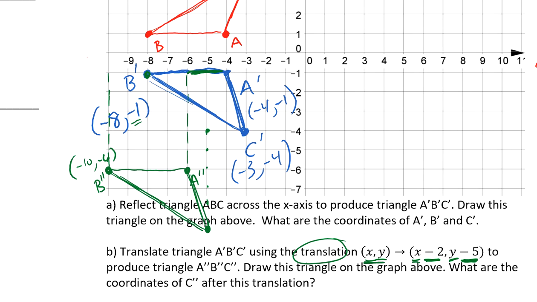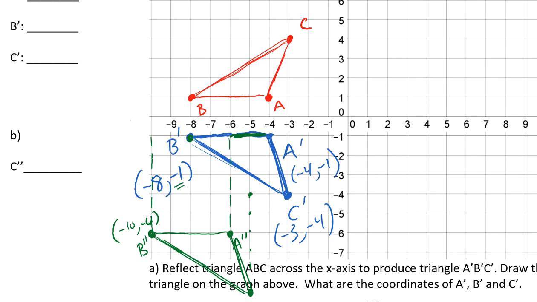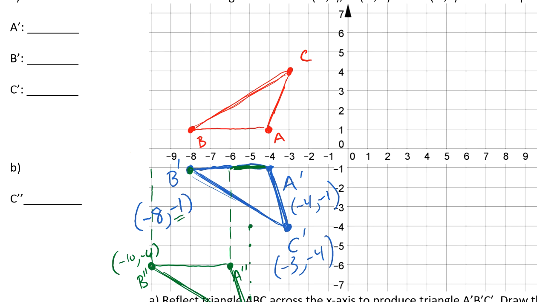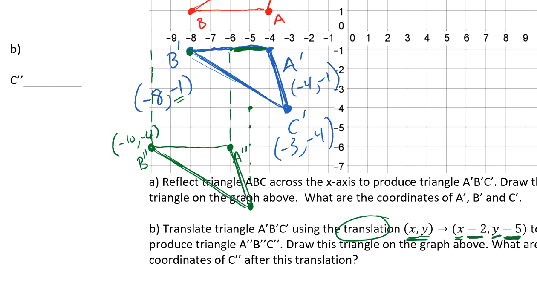And then to answer these questions, the thing you're asked for is to track some of the points. So the coordinates, you can see they're on the diagram here, but if I go ahead and list them, it looks like A prime should be at negative 4, negative 1, B prime should be at negative 8, negative 1, C prime goes to negative 3, negative 4, and the final one there, I'm asking you what C double prime is, the one that's actually off the grid. So if I look at what C prime was, it was at negative 3 comma negative 4.